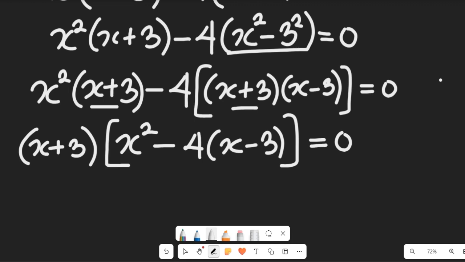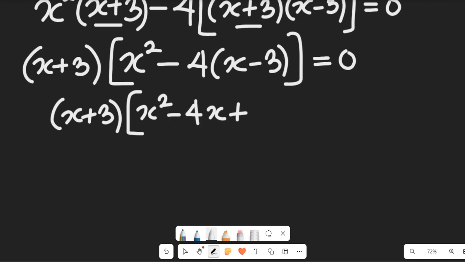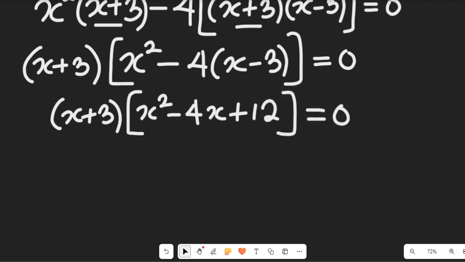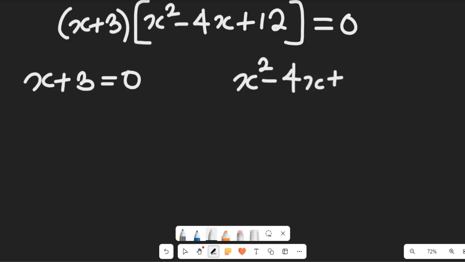Great. Now if I simplify that expression, I'm going to have x plus 3 multiplying x squared minus 4x plus 12, and all these will be equal to 0. Great. It's the zero product rule. From this, I can have my x plus 3 equal to 0, and my x squared minus 4x plus 12 equal to 0.